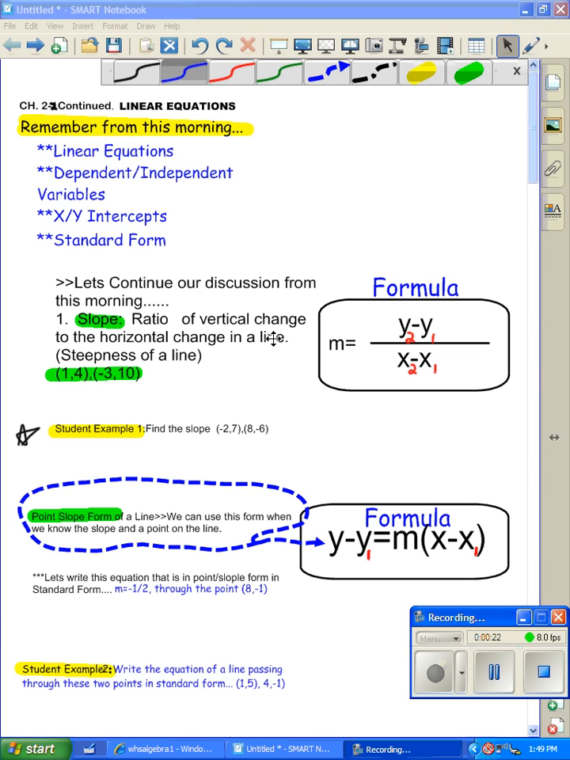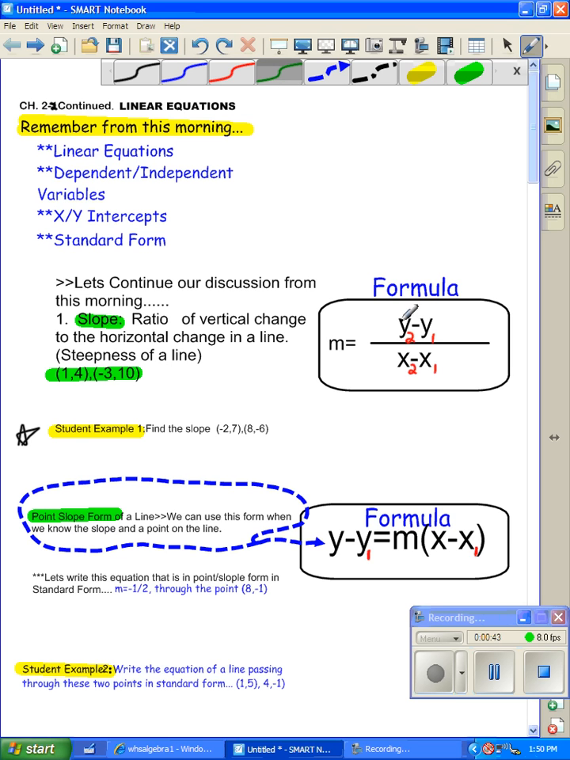Slope is the ratio of vertical change to the horizontal change in a line, or basically it's the steepness of a line. Okay? Steepness of a line. A lot of times people like to think about the roof of their house as having a slope. Okay? The formula for slope is m equals y2 minus y1 over x2 minus x1.